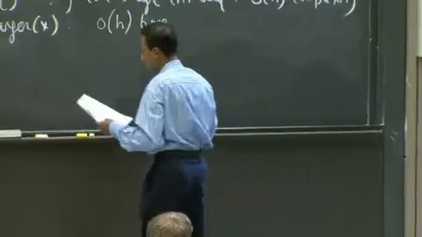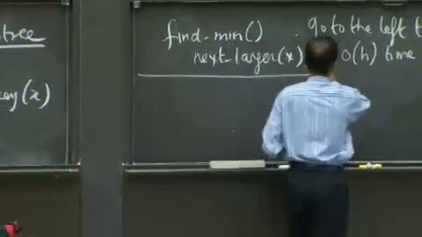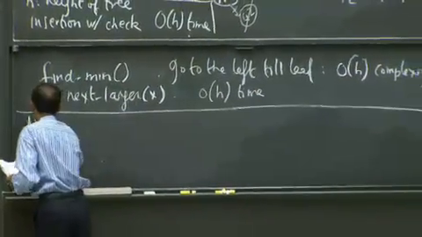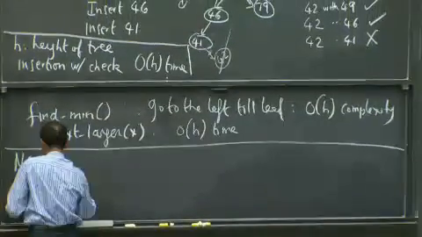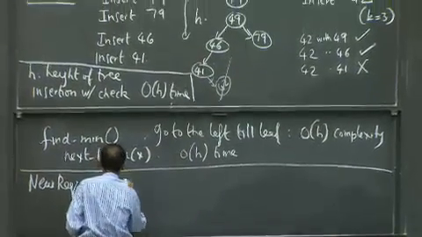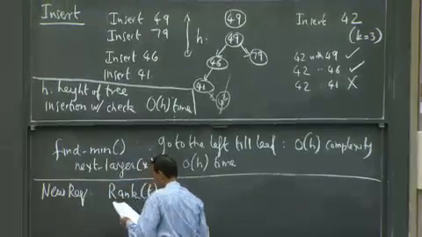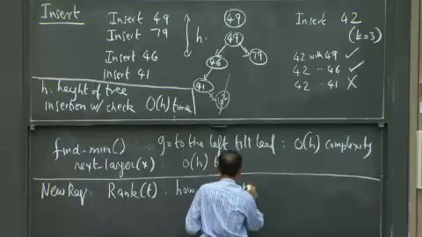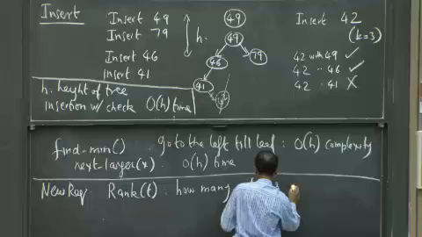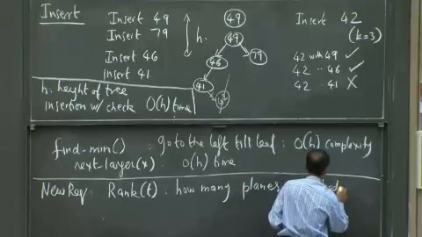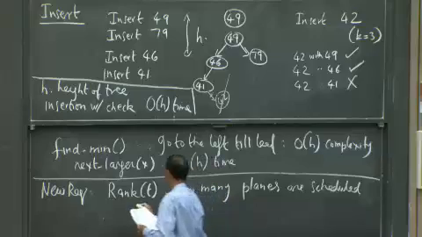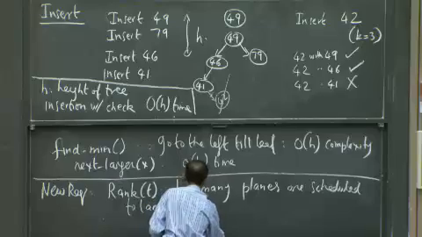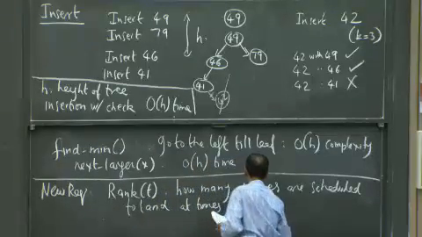You sort of committed to BST structures, but now we have an additional requirement. And the new requirement is that we be able to compute rank t. And rank t is how many planes are scheduled to land at times less than or equal to t.